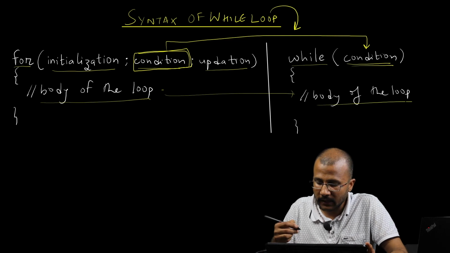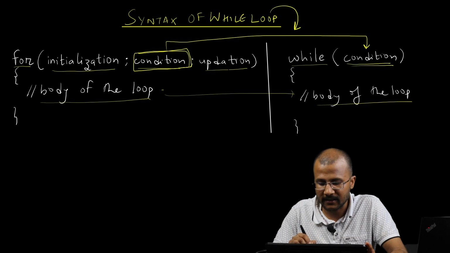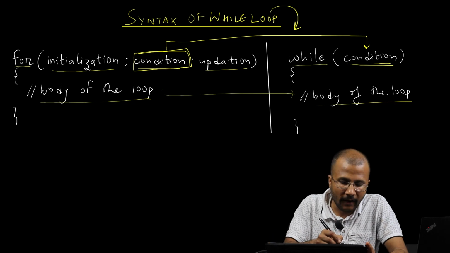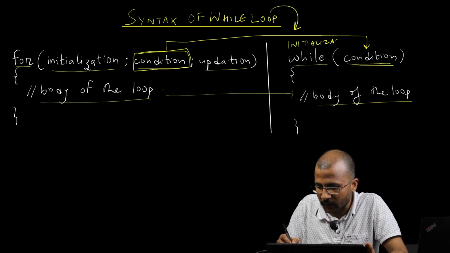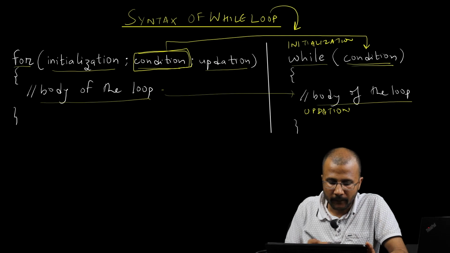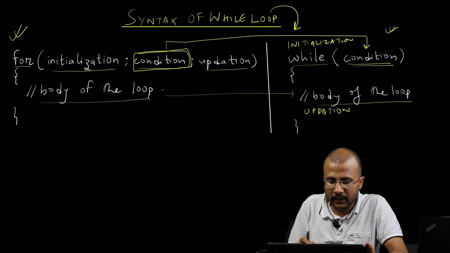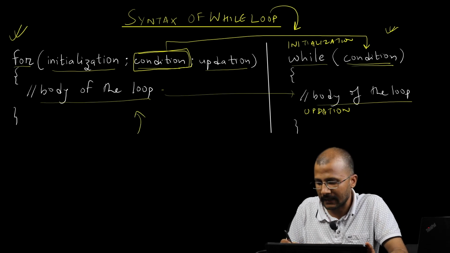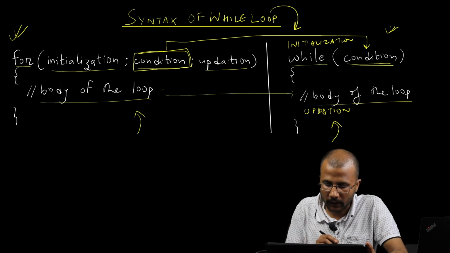Now there is no specific place to place the initialization and the updation statement in a while loop. So if you have to initialize something, you have to do it yourself. Initialization you can do at the beginning of the loop, and updation you can do from the body of the loop. This is how you can compare the for loop and the while loop. Whatever you can achieve using a for loop, you can also achieve using the while loop. So these are the syntax of for and while loop.